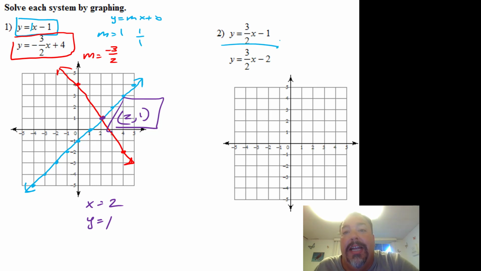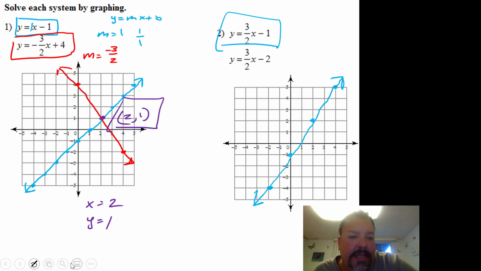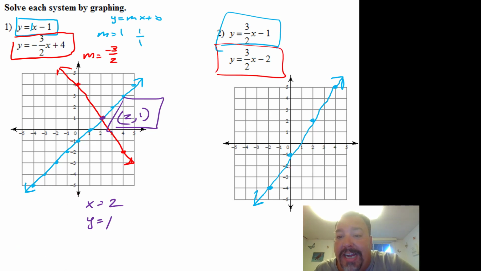For the second example, again, we're going to color code this. We have the first equation here in blue. It has a y-intercept at -1 and a slope of 3/2. So we're going to go up 3 over 2, there's another point up 3 over 2, and we could also go down 3 to the left 2. Once we've got a few points, we can sketch in our line. Then we go to the second equation. The second equation has a y-intercept at -2, and it has a slope of 3/2. If we go up 3 over 2, there's a point, up 3 over 2, there's another point, and down 3 to the left 2, there's another point.